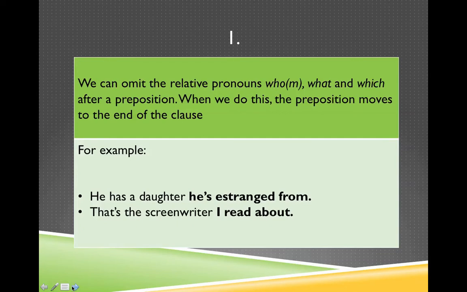We can omit the relative pronouns whom, who, what, and which after a preposition. And that's just because they're objects. Remember, we talked about that earlier. When we do this, the preposition moves to the end of the clause. So he has a daughter he's estranged from. That's the screenwriter I read about.